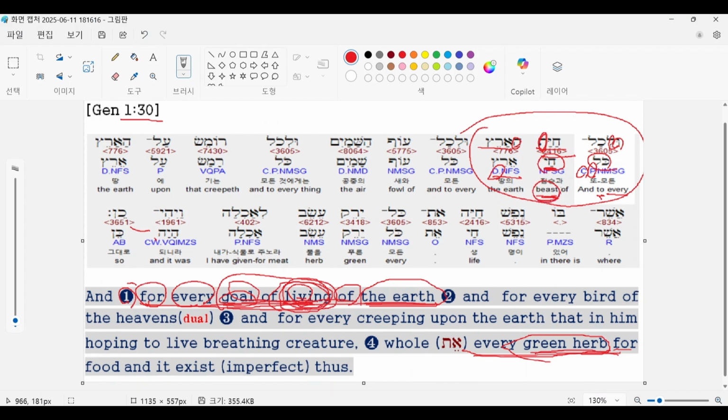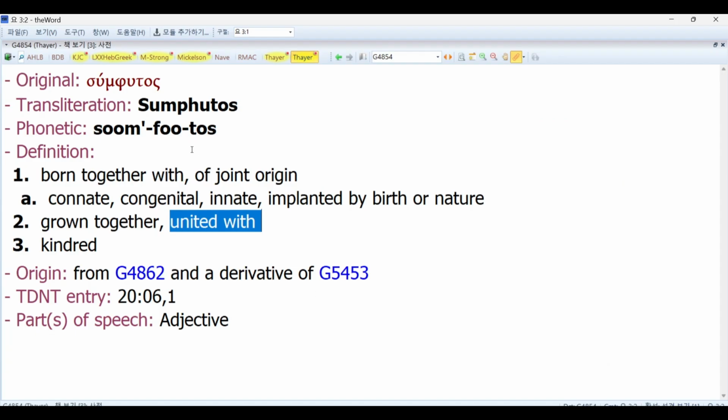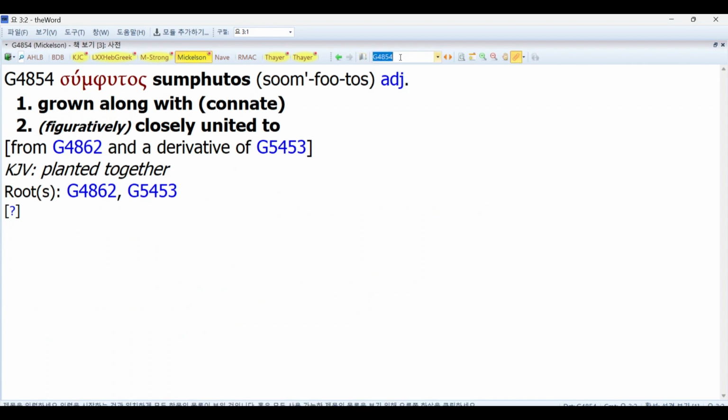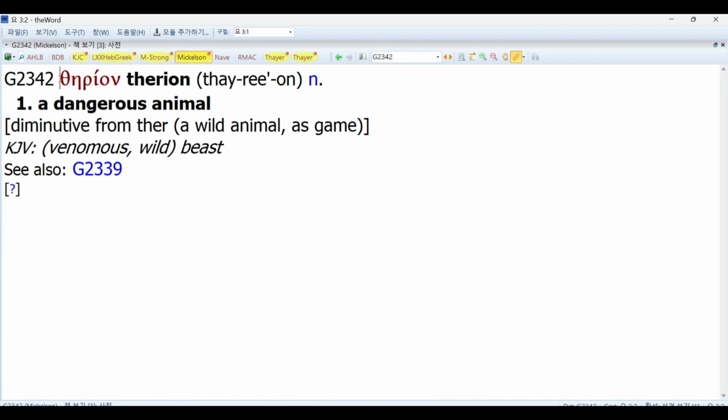And the Hayat is translated as the beast, which is the goal of living. For the beast, when we go to the Hebrew, the beast is Darion. Let's go to the dictionary. The strong number is 2342. Darion is the dangerous animal, but King James translated it as beast.